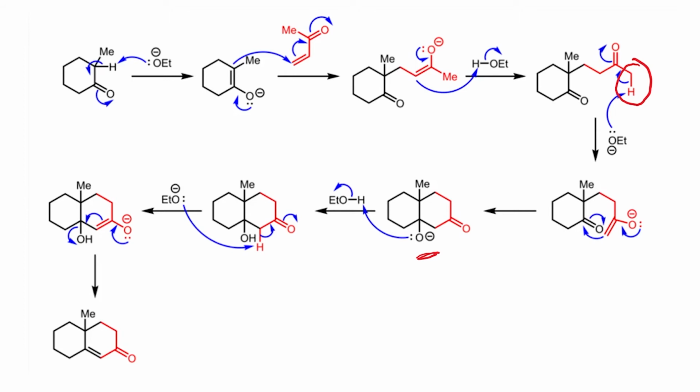And this is an annulation reaction because annulation refers to the formation of a ring. During this Robinson reaction, we are actually producing a new ring as shown here, and therefore this is called the Robinson annulation reaction.